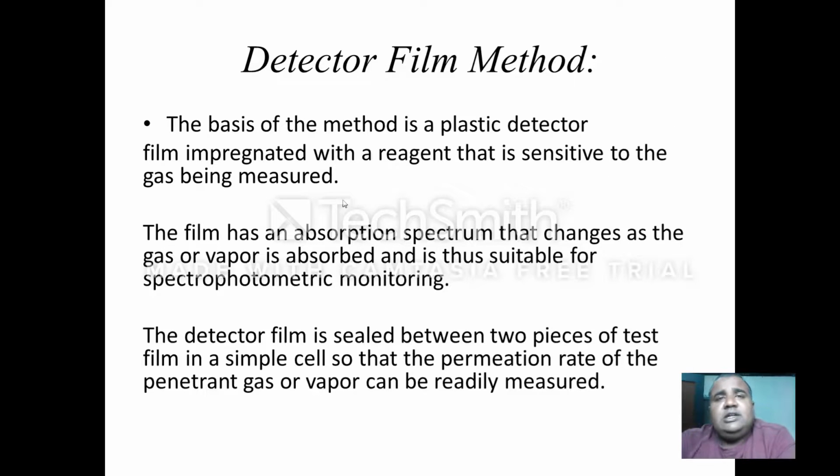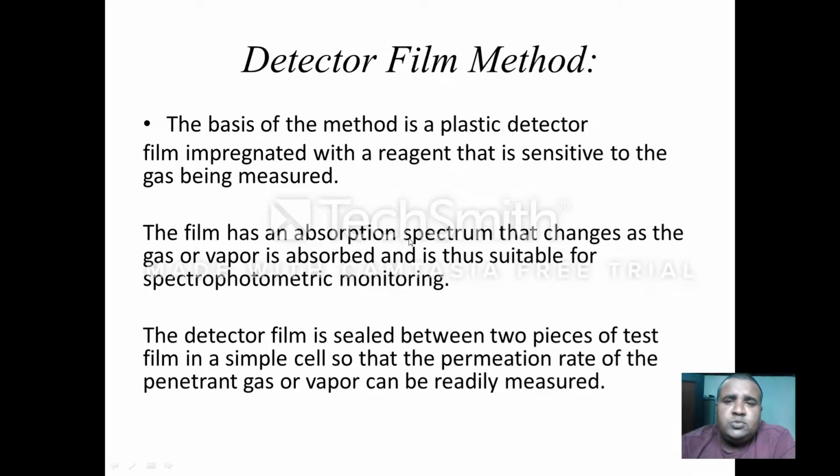There is one more method that is known as the detector film method, and this method is based on a film which is coated with detectors. So the basis of the method is a plastic detector film impregnated with a reagent that is sensitive to the gas being measured. It is a very simple technique. Let me finish it first, then I'll explain.